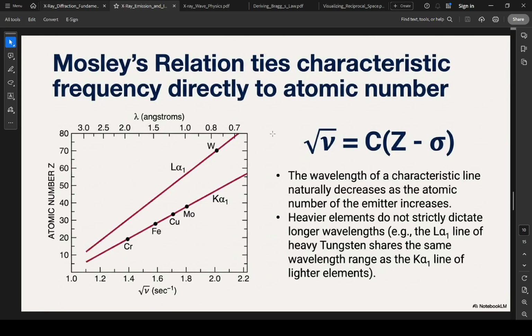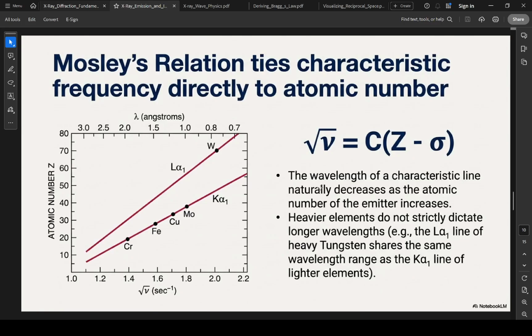And then we have Moseley's relation, which gives us the characteristic frequency, which is directly correlated to the atomic number. So the formula is square root of nu equals C times (Z minus sigma), where C and sigma are constants. So you can see as you increase your atomic number, your frequency will increase. That means your wavelength of characteristic lines will decrease.